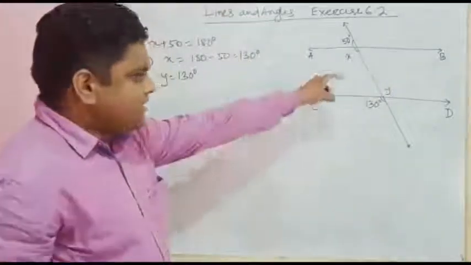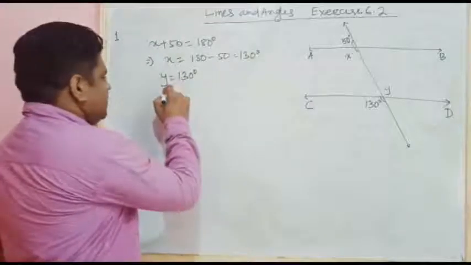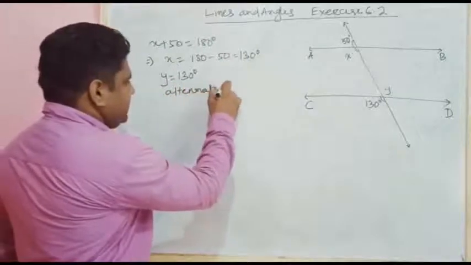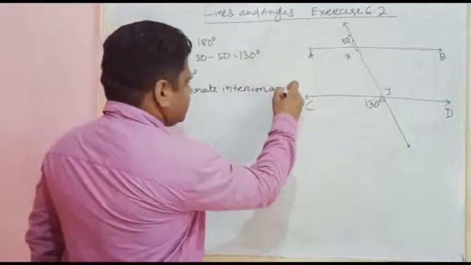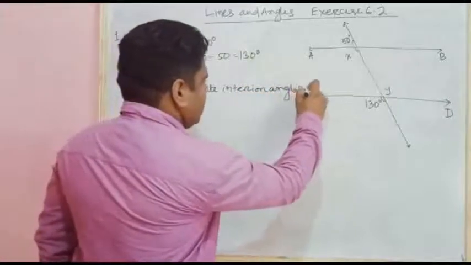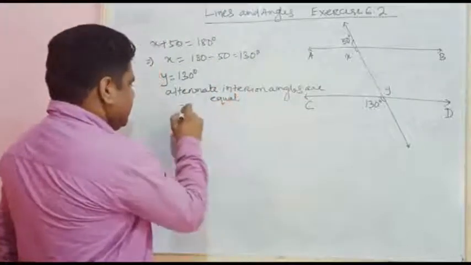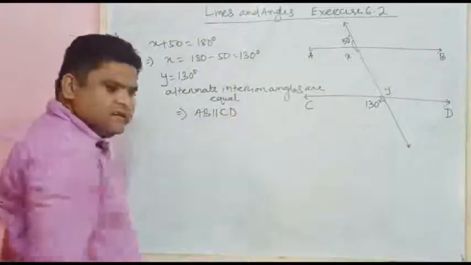So we got this one 130 degrees and this one also 130 degrees. x and y are alternate interior angles, and alternate interior angles are equal. This implies that AB is parallel to CD. It is proved now.